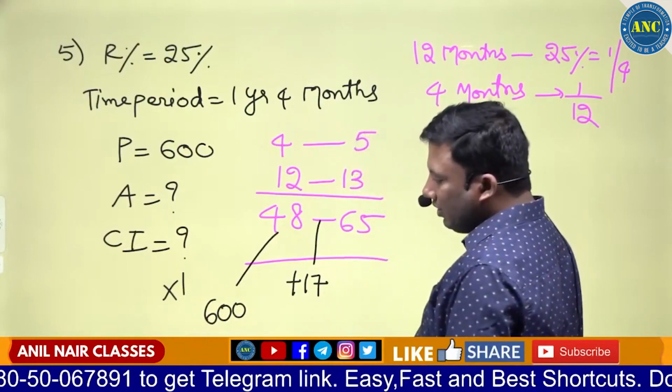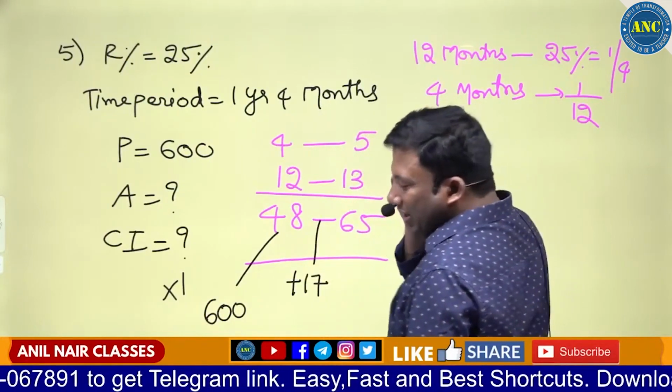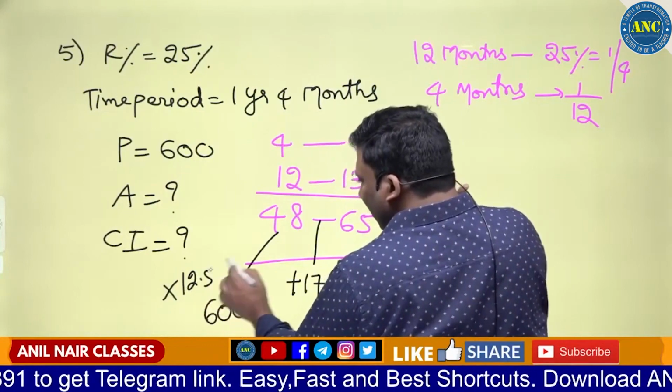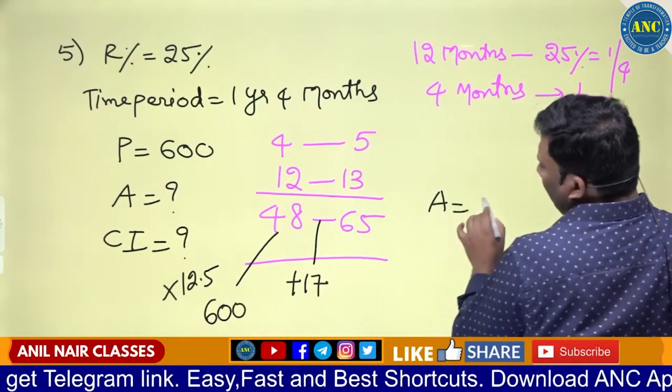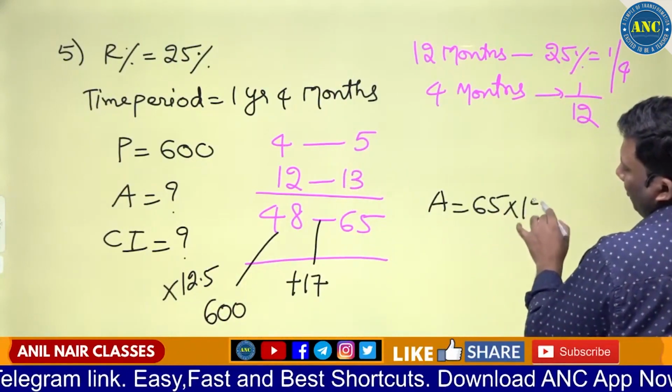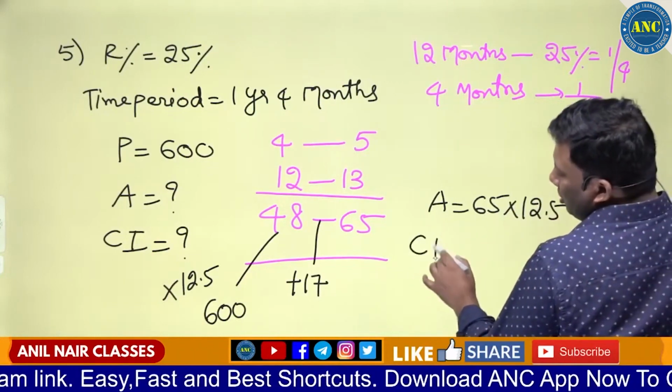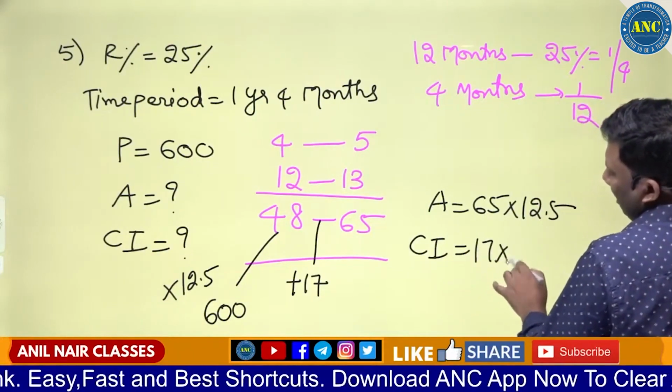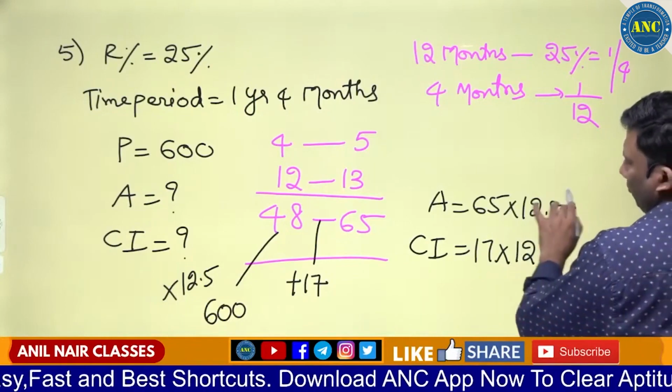The principal is 600. So 48 ones are 48, that is 600 divided by 48, which is 12.5. So the amount will be 65 into 12.5. CI will be 17 into 12.5.